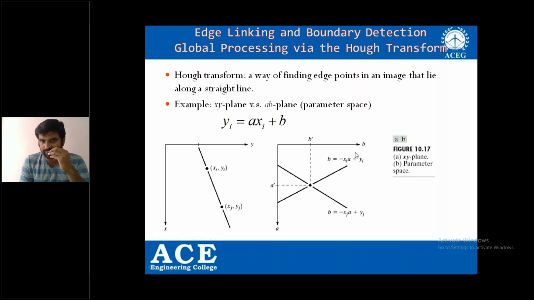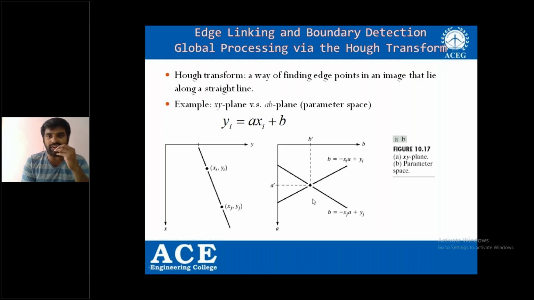intersect. That is, the line which is passing through xi and yi and the line which is passing through xj and yj may intersect at one particular point, and at that point the slope value may be a dash and the intercept value may be b dash, and these are the values for both the equations. Not only both, if I draw n lines, and n lines are intersecting at this particular point, then you can say those n points are related to one particular edge. Like that, you can identify the similar points on the edge.